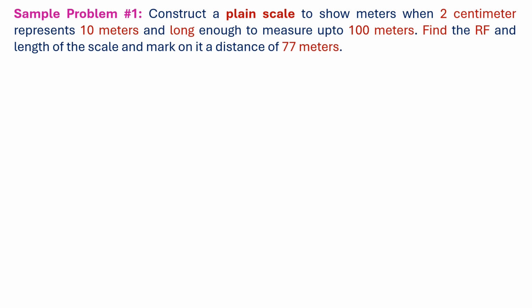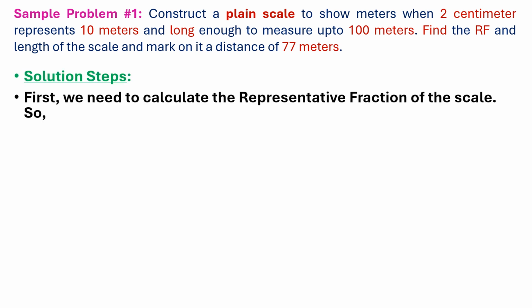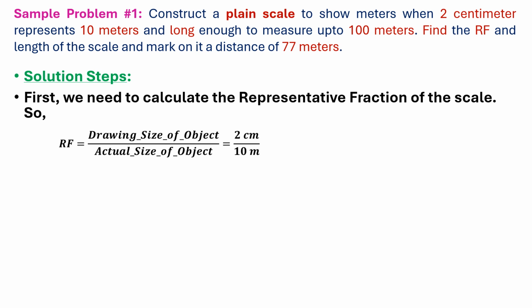and then mark on it a distance of 77 meters. So to begin with the solution, we first need to calculate the representative fraction for the scale. In this case, RF is given as drawing size of object upon actual size of the object. So drawing size is 2 centimeter and the actual size is 10 meters. So this gives us a value of 1:500.